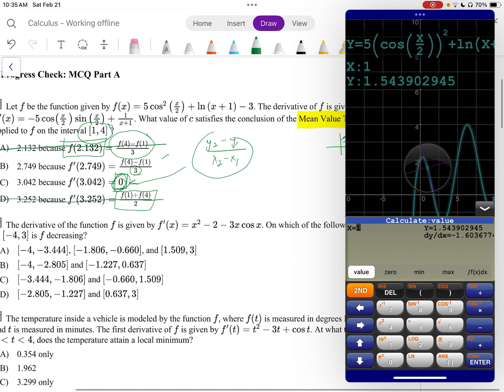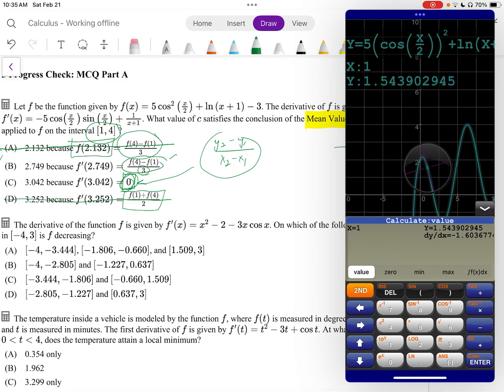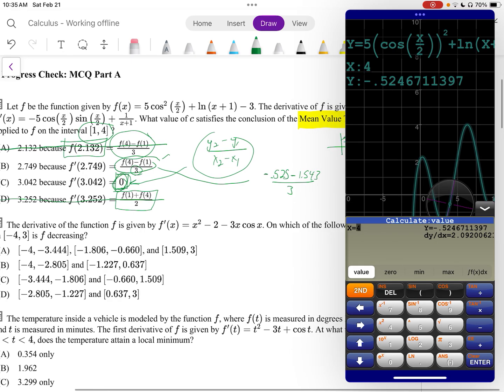So I kind of did that backwards. So here I'm doing this. F of 1 is 1.543. F of 4 is 0.52, 0.525, sorry, negative 0.525 over 3. And so we can find that.